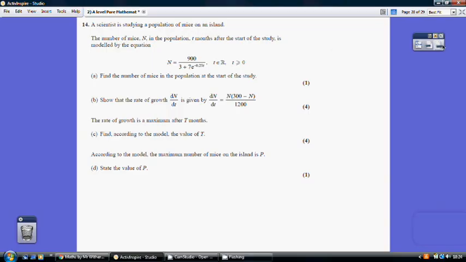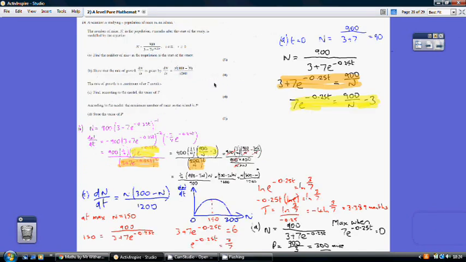14 part A. So find the number of mice in the population at the start of the study. Well, this is going to be when t equals 0. So substituting 0 into this, I get 900 over 3 plus 7 e to the power of 0. Well, e to the power of 0 is 1. So that's 900 over 3 plus 7. 900 over 10, which is 90.